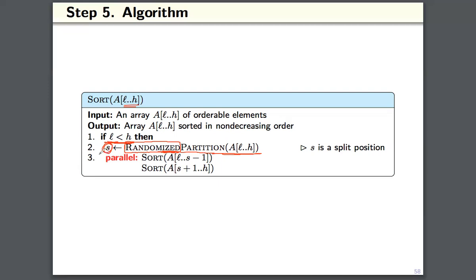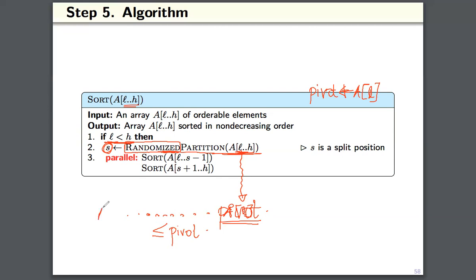What is this index? That index means that after calling the partition logic, A of L, that's the first element, right? Pivot element. Okay, let's consider pivot is equal to A of L. So that pivot element will be placed in its correct location, and all the elements here, A of L to the left here, will be less than or equal to pivot, and all the elements to the right of this pivot will be greater than pivot. This is H. And the index of this will be S.